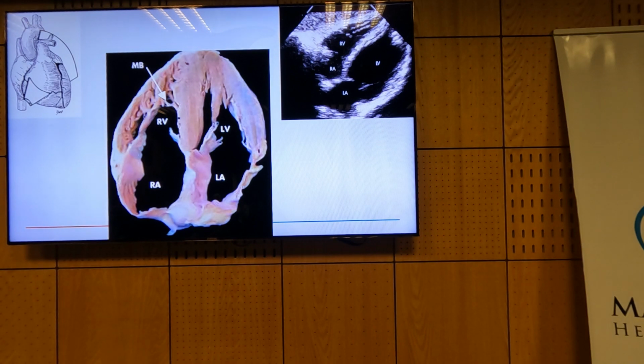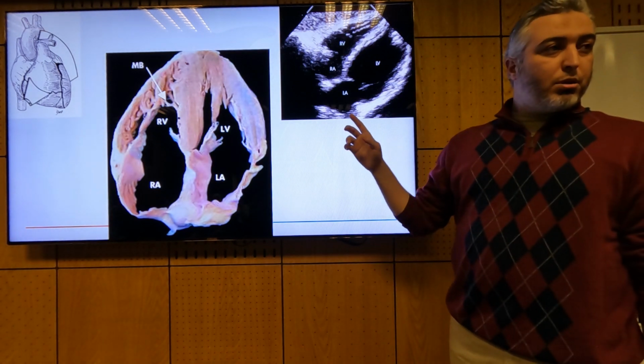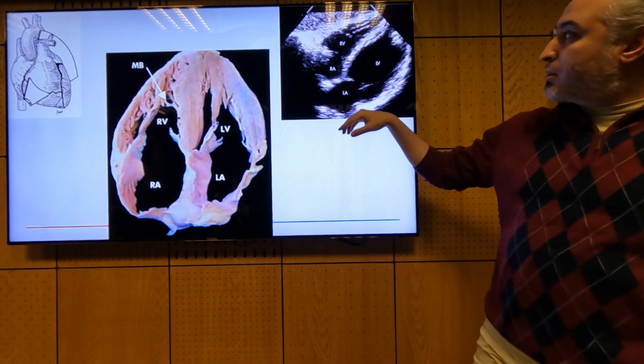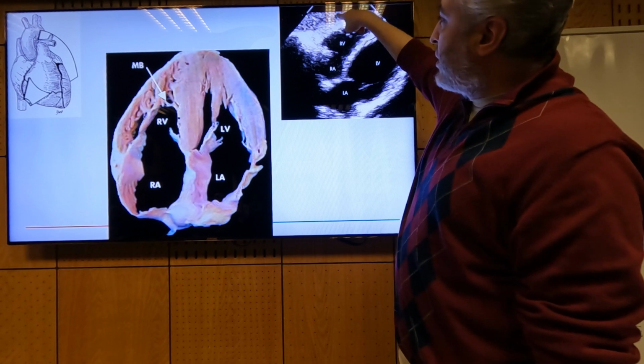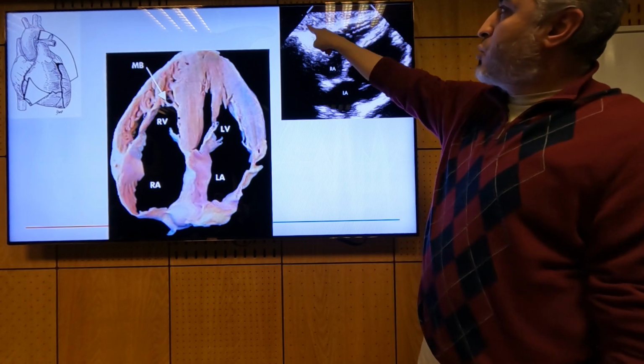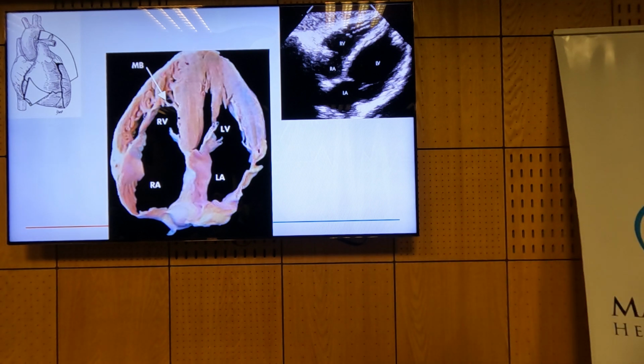Here is a subcostal view, which is very similar to the apical 4-chamber. And then you can get also that, but you can appreciate that the probe is coming from the subcostal, where the first thing you see in the view is the liver. So that's a 4-chamber view, but from the subcostal window.